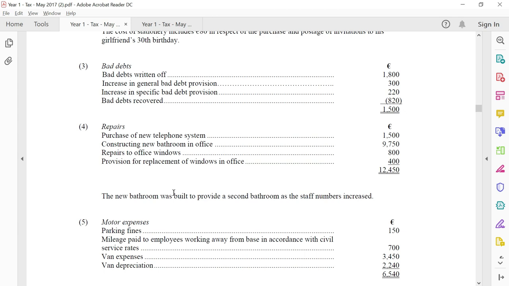Note number 3. I've got two different bad debts here. A bad debt written off, that's no problem. It's a business expense. I have a bad debt recovered. That's no problem. It's income that I'm getting, or it's a negative expense. So a debt that I previously wrote off as bad is suddenly paying me. So I've got no problem with them two. What I do have an issue with is the general bad debt provision.